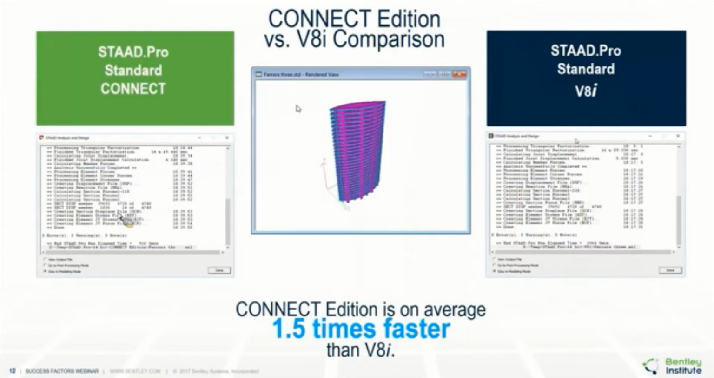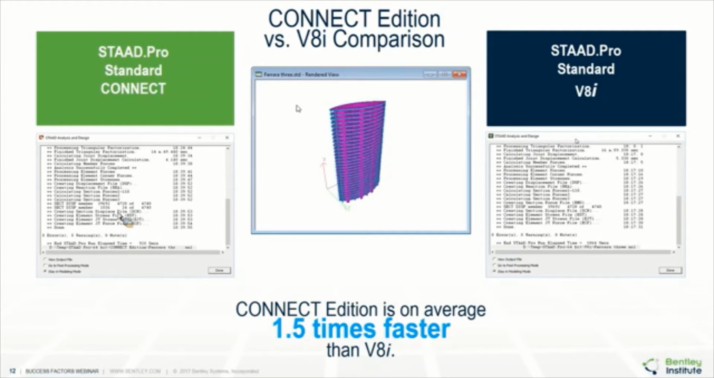So I mentioned how much better the Connect edition is over the standard version, the VAI version. In actual fact, the ability to utilize Connect will mean that you are able to run about 50% faster, 1.5 times faster than your old VAI solution. And that's if you just go from VAI to Connect.